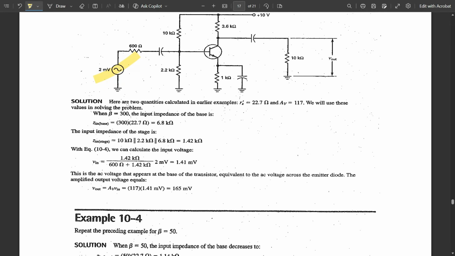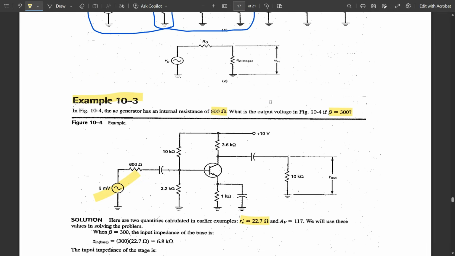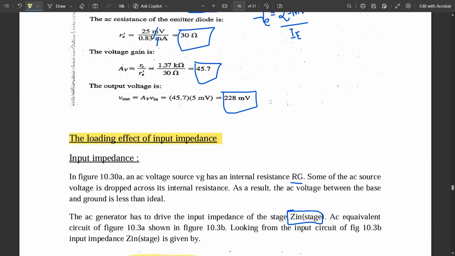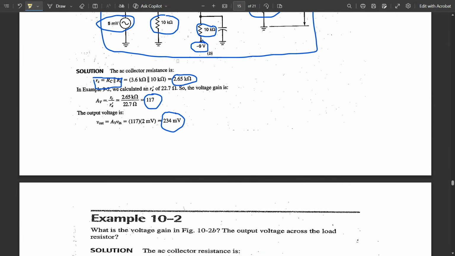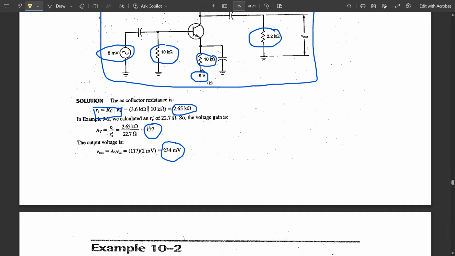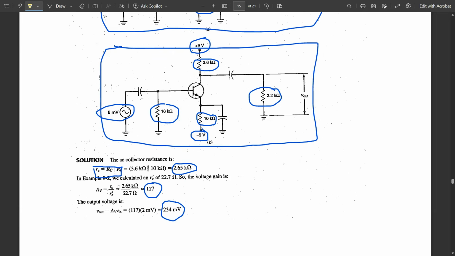So here are two quantities calculated in earlier examples, which I have already calculated. One is Re dash equal to 22.7 ohm. How it comes, we have seen in one of the previous videos. And AV, that is voltage gain with respect to Re dash. We know that voltage gain is equal to RC, the AC collector resistance, divided by Re dash. In one of my examples, while solving, we got the value as 117. You see here, 117.